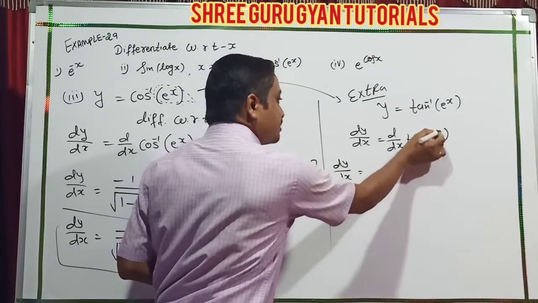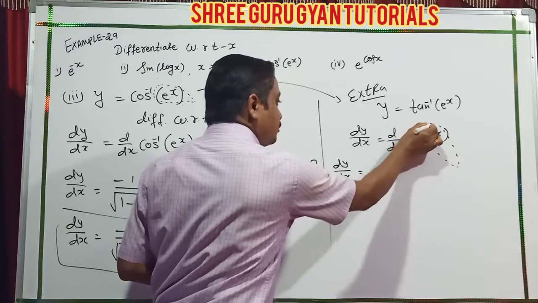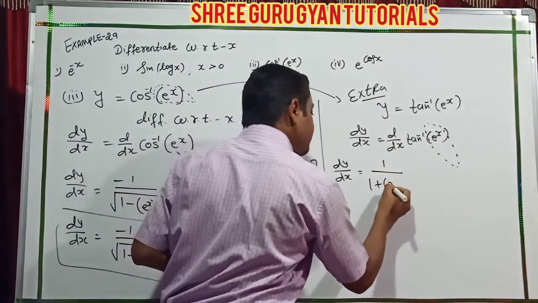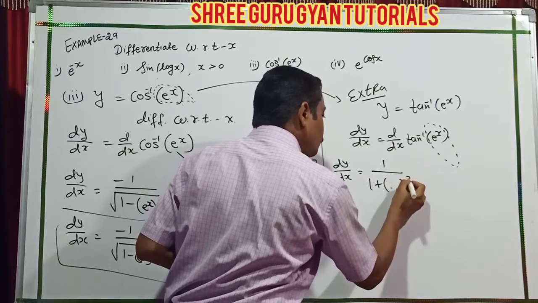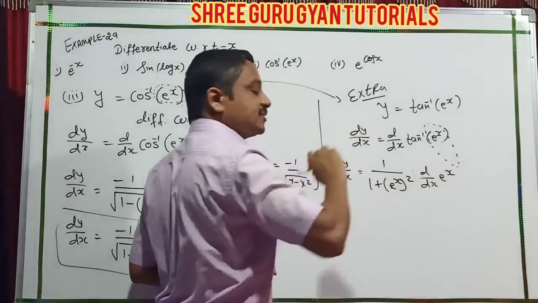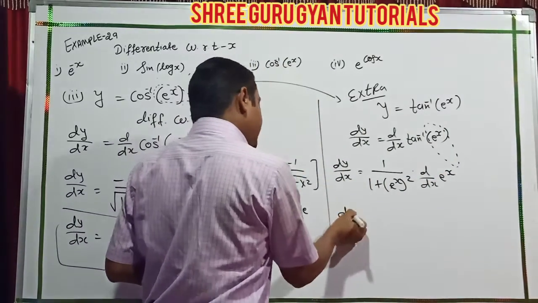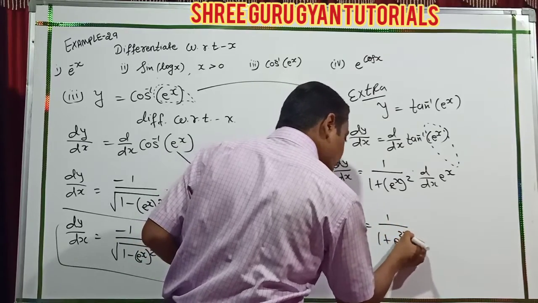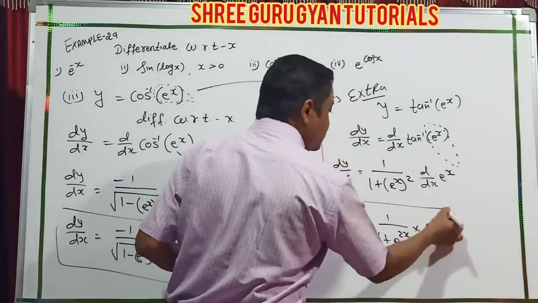The tan inverse derivative, consider this is one of the function compositions. So 1 by 1 plus x square, same, and the derivative pending for e raised to x as it is. So finally I get 1 upon 1 plus e raised to 2x, and the e raised to x derivative is e raised to x.